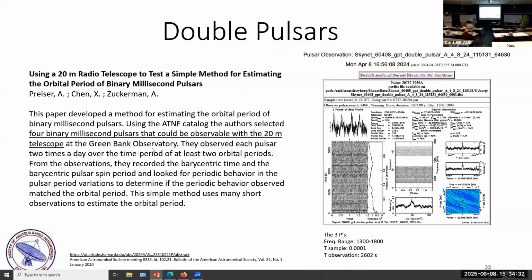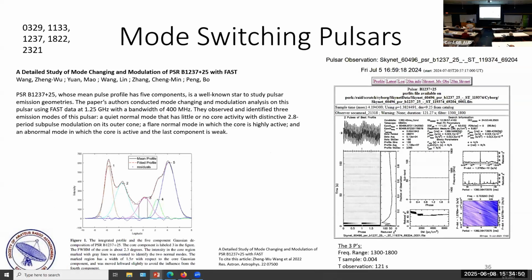The parameters were not the best parameters, but as you can suggest some. There it is. I'm finding a bigger pulse. And switching pulsars.